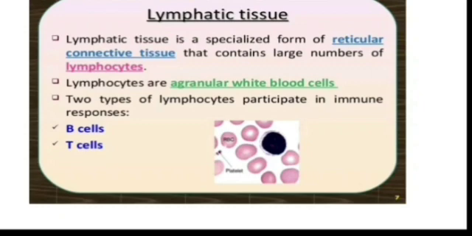There are two types of lymphocyte that participate in the immune response. You must have heard about B cell and T cell. Nowadays we are talking about immunity, right? So maybe you have heard about B cell and T cell. Remember one more thing, this lymphatic system is closely related to your immune system. We'll learn slowly, one by one.